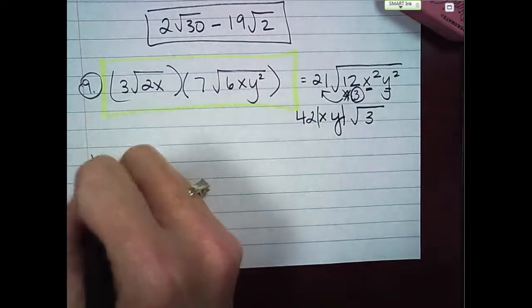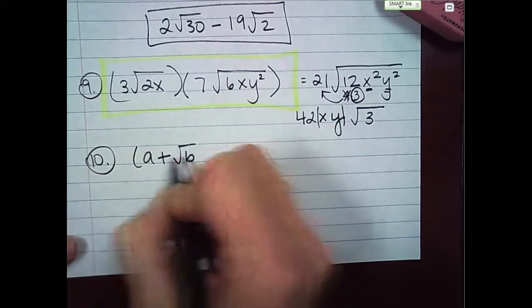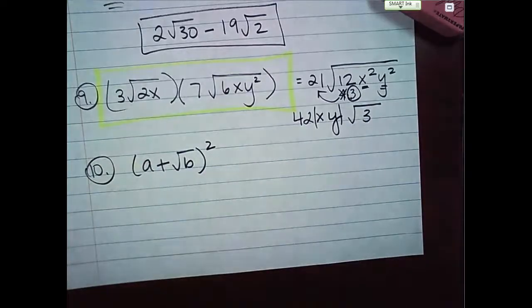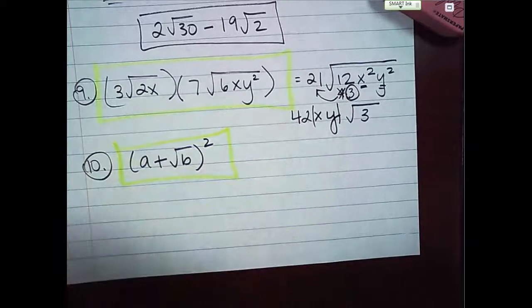Okay, last problem for today. Give it a shot. A plus the square root of b, squared. This is your can-you-get-it-right question today. Your Jeopardy question.